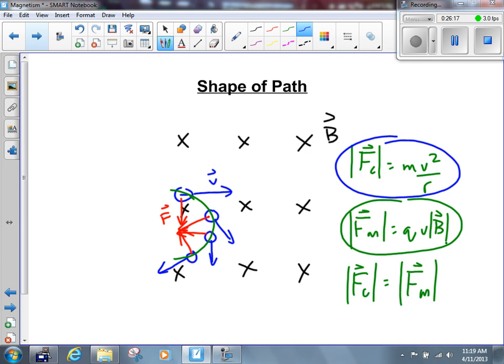If it's convenient to set them equal to each other, Fc equals Fm, mv squared over r equals QVB, then I should go ahead and do that. I'm allowed to do that because there is a centripetal force always as the charged particle is in the magnetic field, and that centripetal force is always caused by that magnetic force. So they're always going to be equal. We don't always have to set them equal. Sometimes we just don't need to do that to solve the problem. But if we do, we're allowed to. Make some sense?